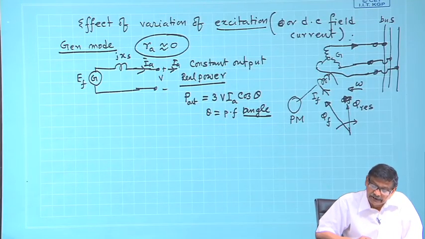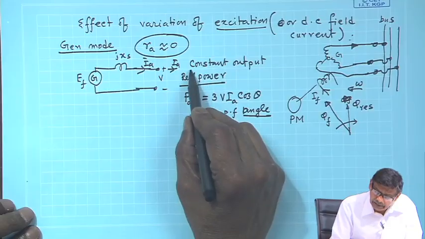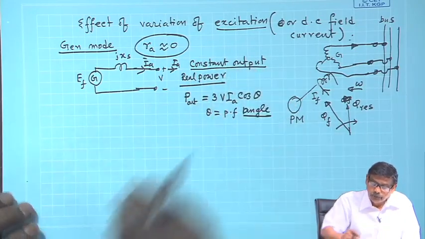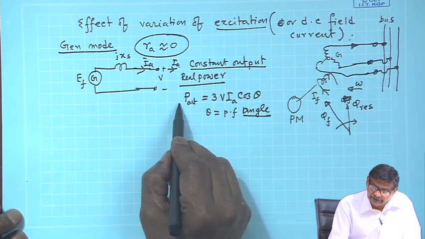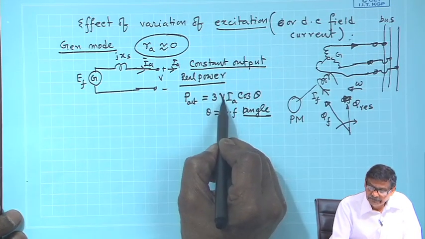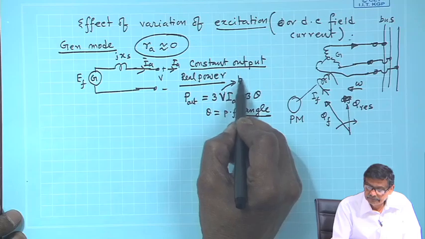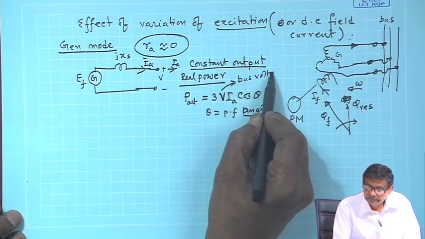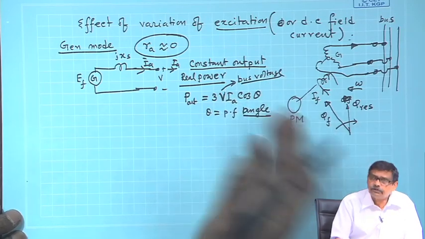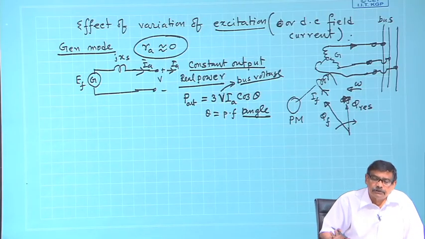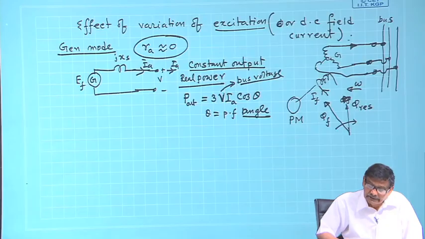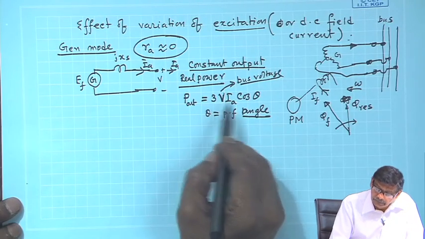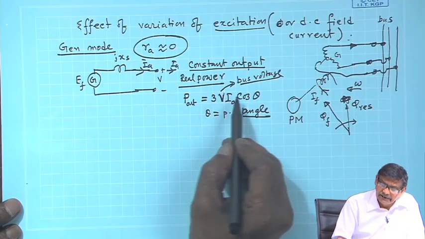So, this will be the thing. If the output power remains constant, I look at this expression P out. V is the bus voltage. It cannot be changed in any case, bus voltage is fixed. So many generators are connected, it is an infinite bus sort of thing. So, V remains constant.